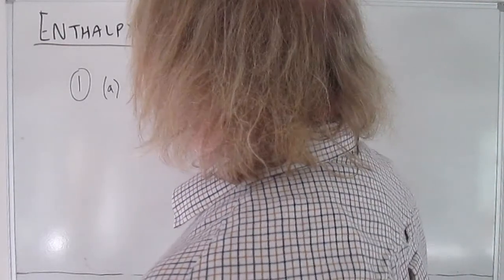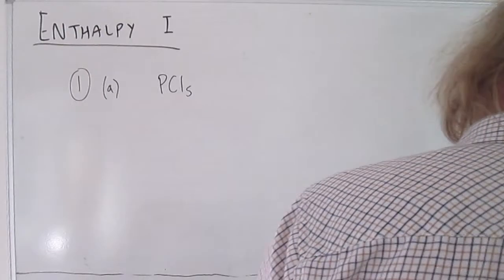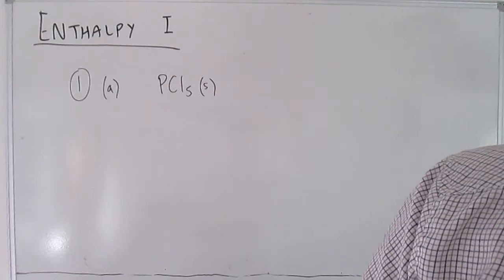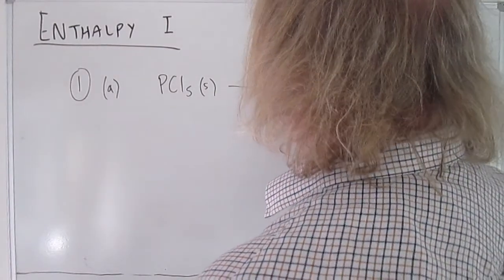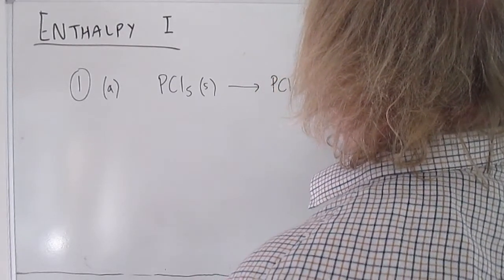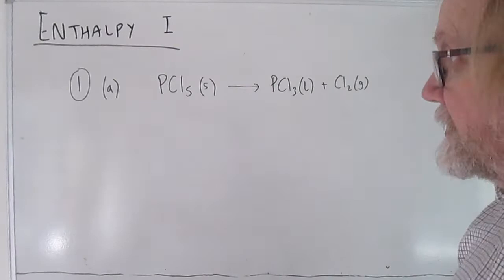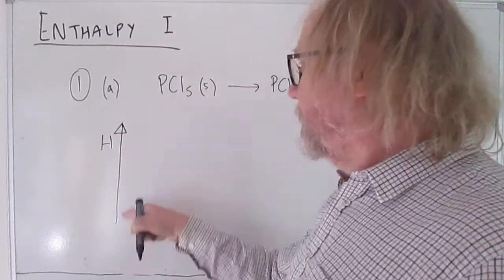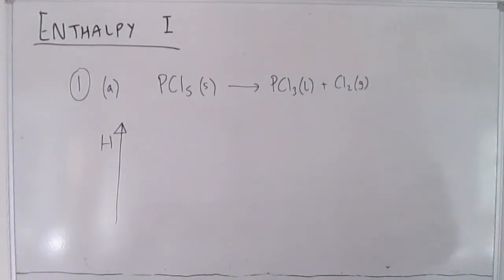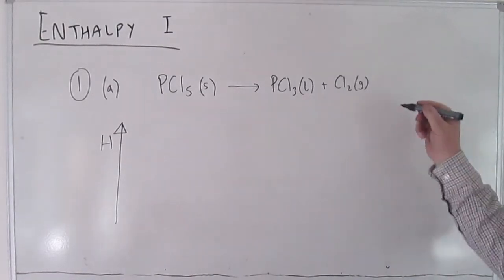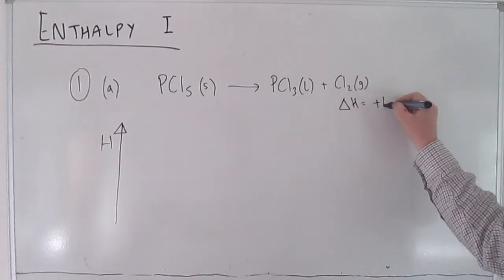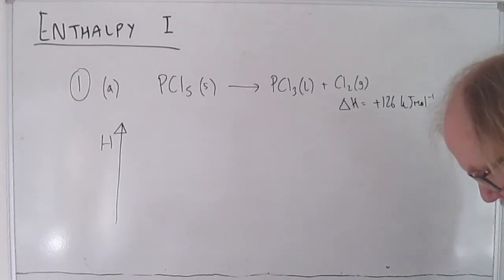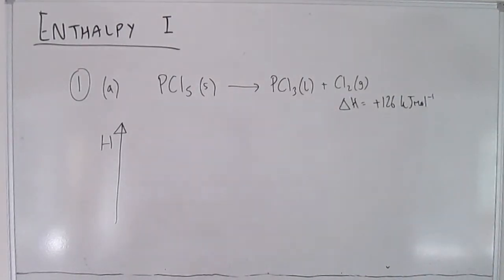Okay, first reaction then, it wants us to look at the decomposition of phosphorus 5 chloride, which is solid, into phosphorus 3 chloride, which is a liquid, plus chlorine gas. So an enthalpy profile diagram, remember, looks like this, where you have enthalpy going up in that direction, and it tells us for this that delta H is plus 126 kilojoules per mole, and it's that positive sign that is the key thing here.